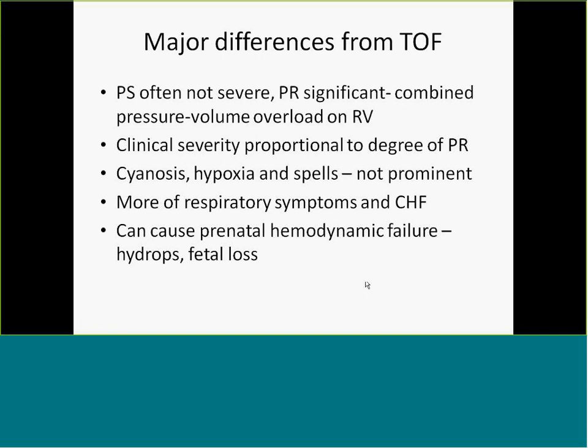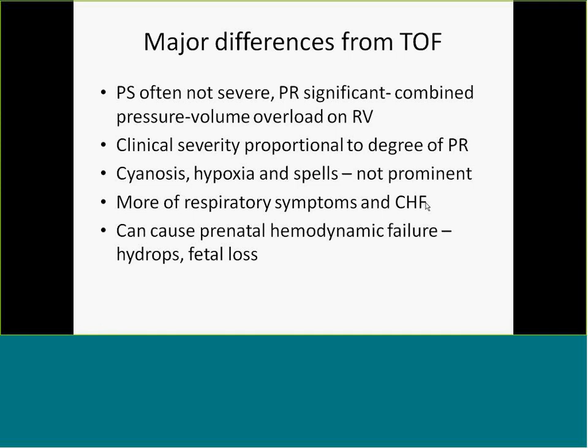Now, one of the differences between tetralogy and absent pulmonary valve syndrome is that PR is often dominant, and therefore right ventricular overload in the form of pressure and volume is a predominant feature. Therefore, clinical severity is often proportional to the degree of pulmonary incompetence, and as a result, the blood flow is not too much reduced. Cyanosis is not very prominent. Hypoxia and spells are not an important feature. Children more often have respiratory symptoms that are serious.